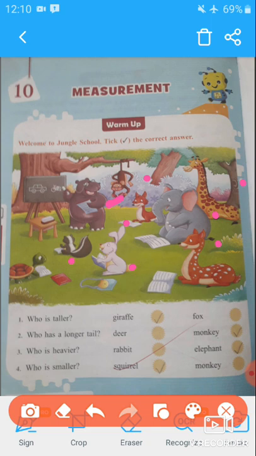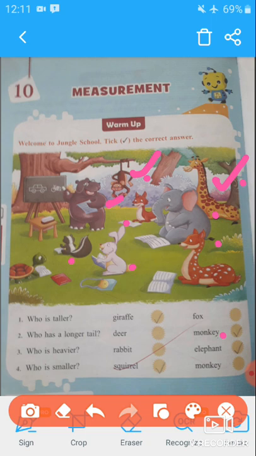Here the questions are picture based. Question 1 is, who is taller? Look at all the animals. Who is taller, giraffe or fox? Yes, giraffe is taller. So you can take the giraffe. Next is, who has a longer tail? Look at the monkey. Monkey has a long tail. So here you will take monkey.